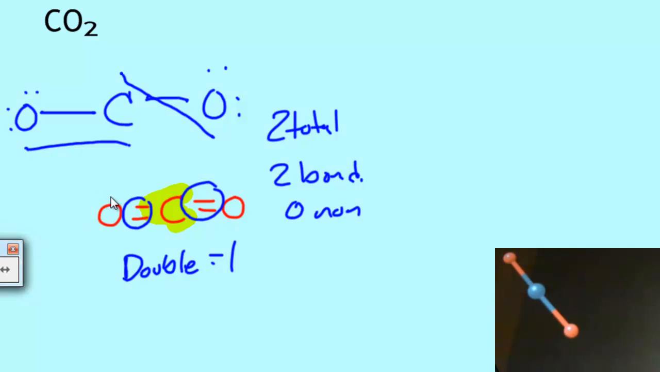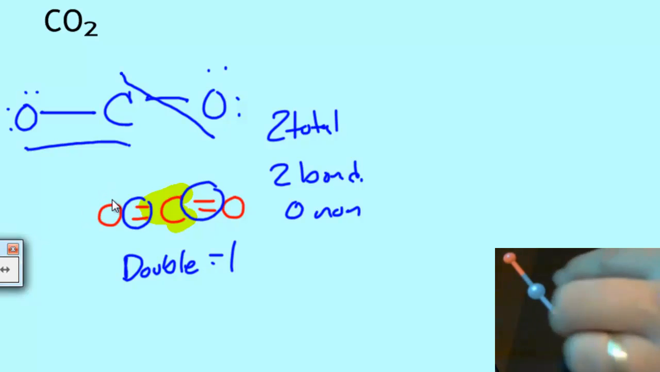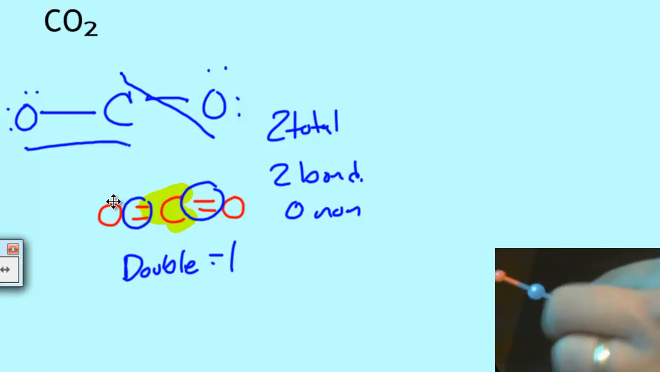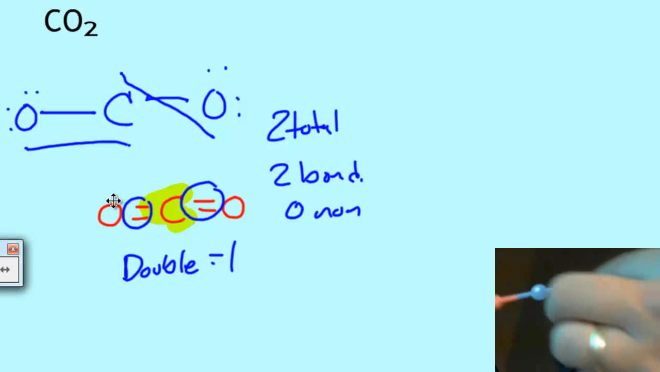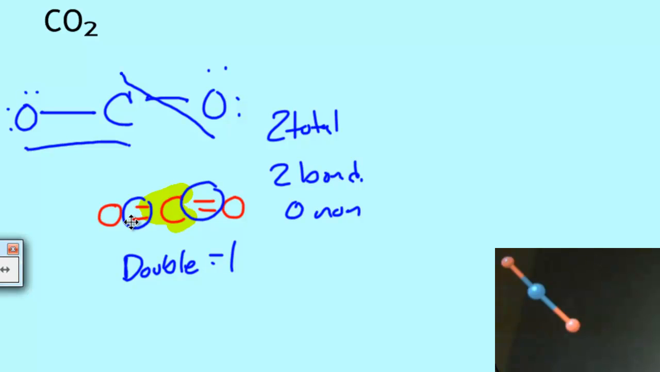Well, here's the deal. What makes carbon dioxide a little bit different is that it has double bonds in it, and those double bonds lock everything into place where they can't twist around or bend. And I've only got 2 regions. If I've only got 2 things, how far apart can they get from each other? Well, 180 degrees. They want to be as far away from each other as possible.